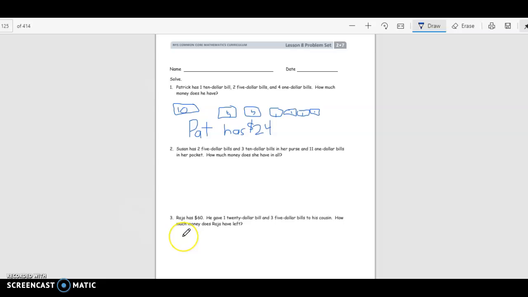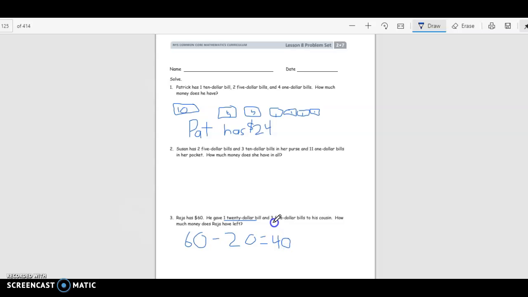3, Raja has $60. He gives one $20 bill and 3 $5 bills to his cousin. How much money does Raja have left? So he has 60. He gets rid of one $20 bill. So one $20 bill is worth $20. So we take away 20. 60 take away 20 is 40.